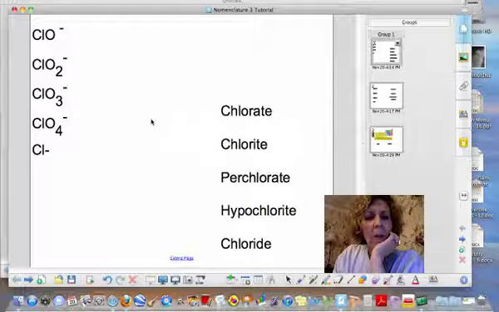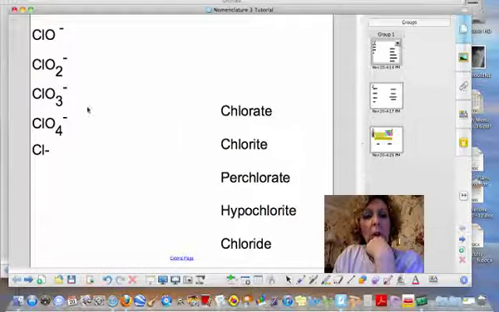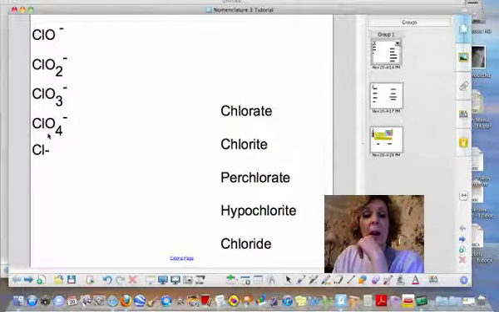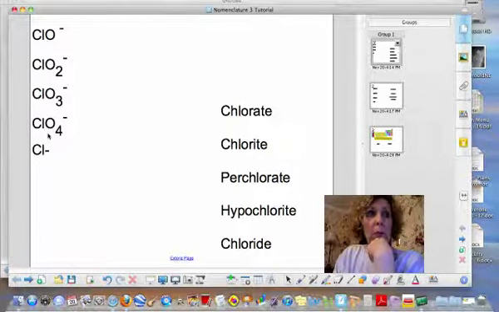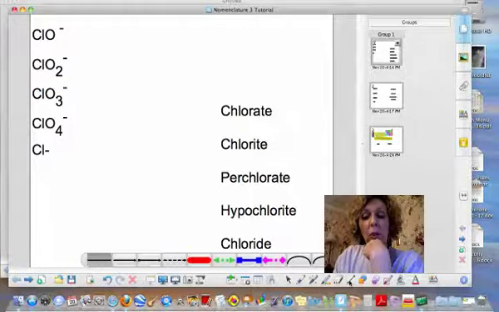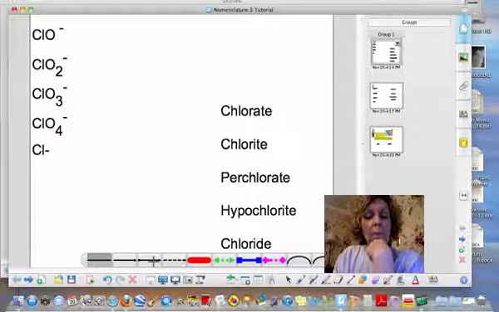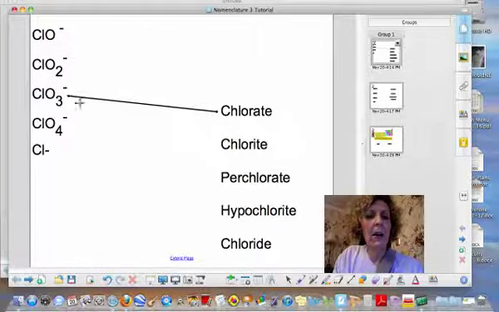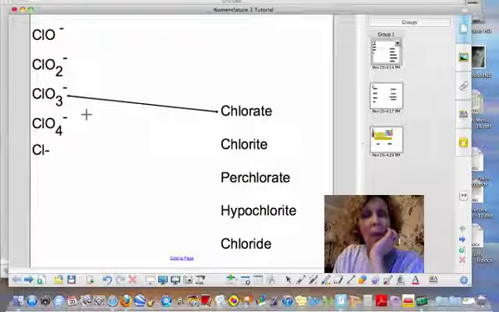So I taught you in class the rules about looking at the number of oxygens in polyatomic ions and being able to recognize which one is the "ate," because that is the one that you memorized with your 10 polyatomic ion sheets, and then being able to use the rule to see what the ates and the ites and the perates are. So you should be able to recognize that that polyatomic ion right there is chlorate. That's the one that you memorized.